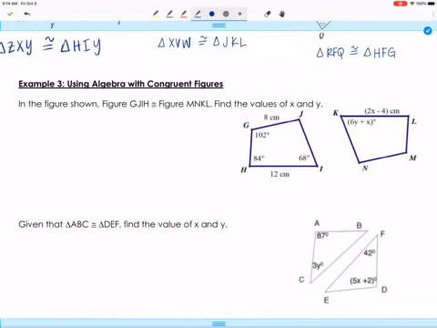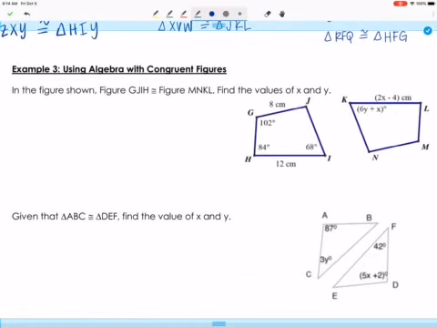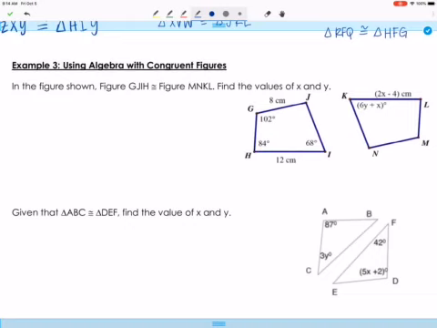All right, applying a little bit of that to some algebra review. It says in the figure shown, GJIH is congruent to MNKL. Find the values of both x and y. So when you look at your picture, one of the first things I notice is that I can't use this expression right now because it has both a missing x and a missing y. Those are too many variables to solve for at once.